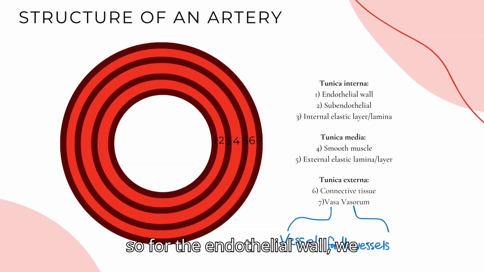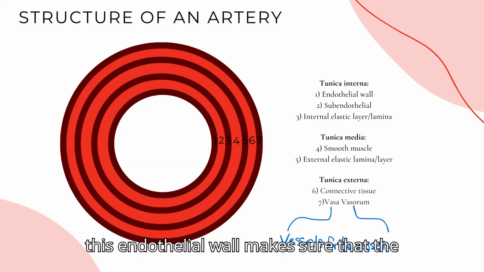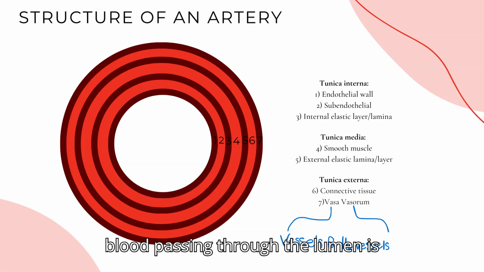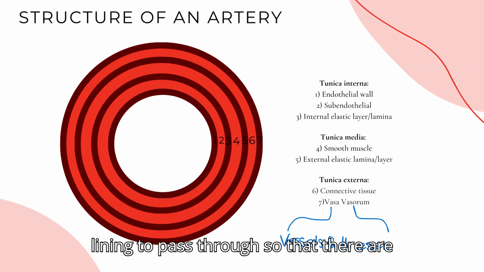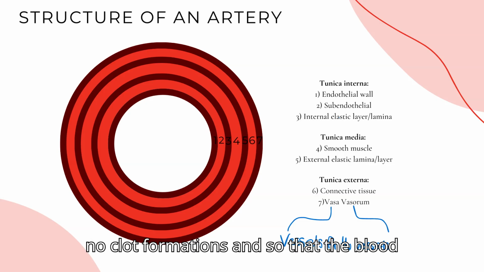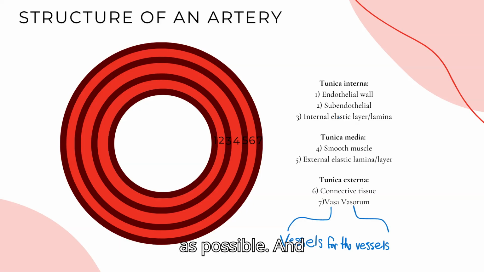For the endothelial wall, we have this as the innermost wall that is surrounding the lumen. This endothelial wall makes sure that the blood passing through the lumen is getting a smooth lining to pass through, so that there are no clot formations and so that the blood can get where it needs to be as quickly as possible.